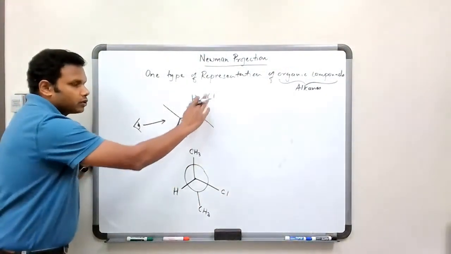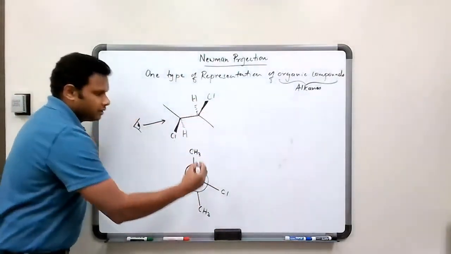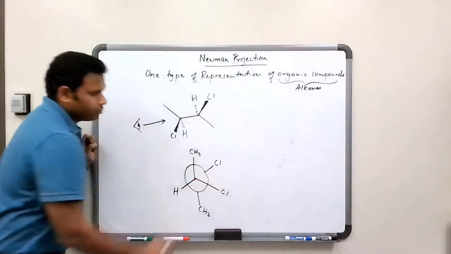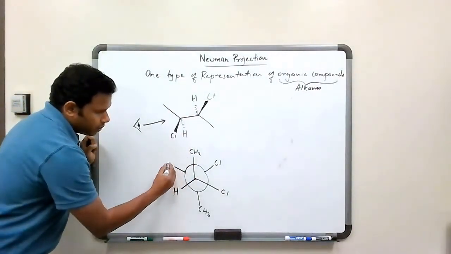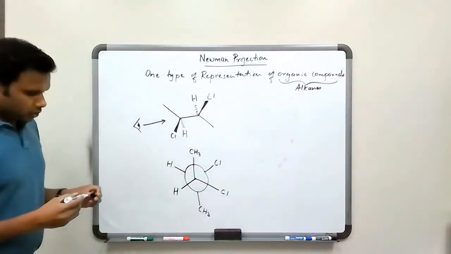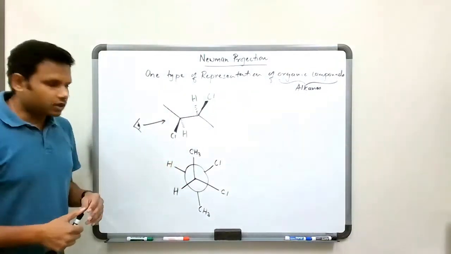The chlorine is on a wedge pointing out to the right. So I draw the chlorine pointing out to the right. The hydrogen is on a dash pointing to my left. So I draw it to the left. So that would be my Newman projection for this particular molecule.